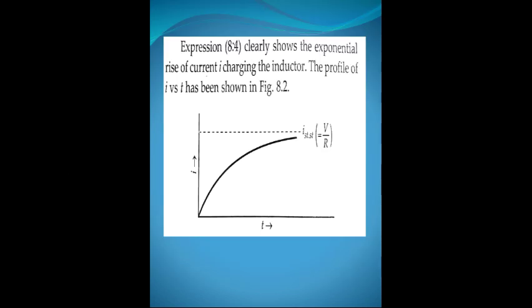Now we draw a curve between T and I, so the current in the inductor is an exponentially rising current. It means initially the inductor stores energy in the form of magnetic energy.